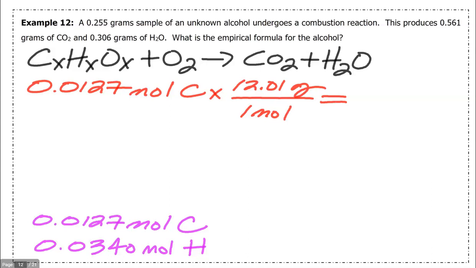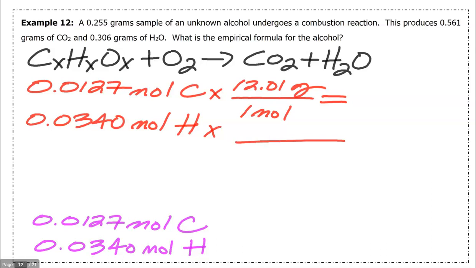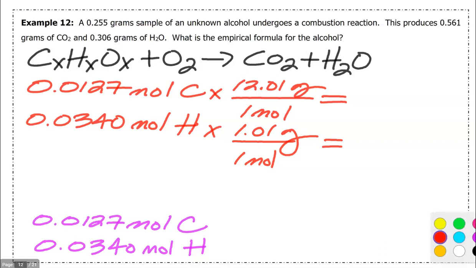We're going to do the same thing for the hydrogen, so 0.0340 moles of the hydrogen, and it's also going to be turned into grams. The value is going to be 1.01, not 2.02, because again it is in a compound here. If we look, this is going to be in a compound, so we're not going to be doing anything with diatomics. So just do that.